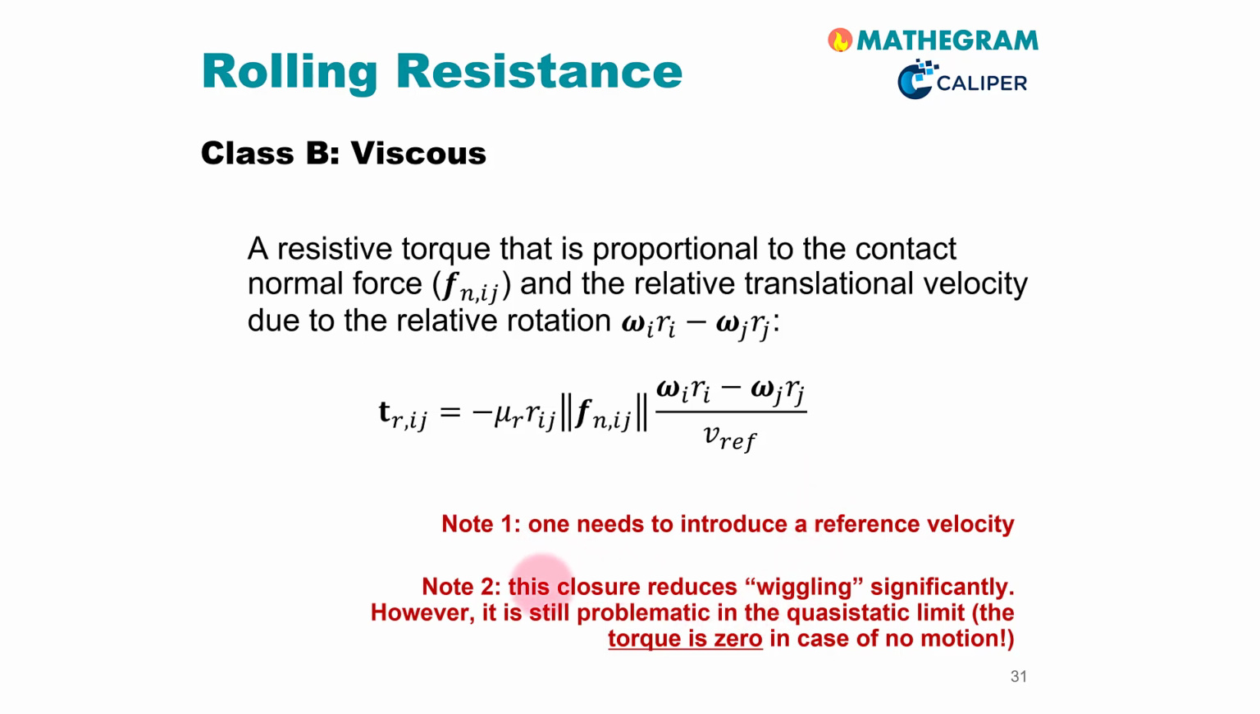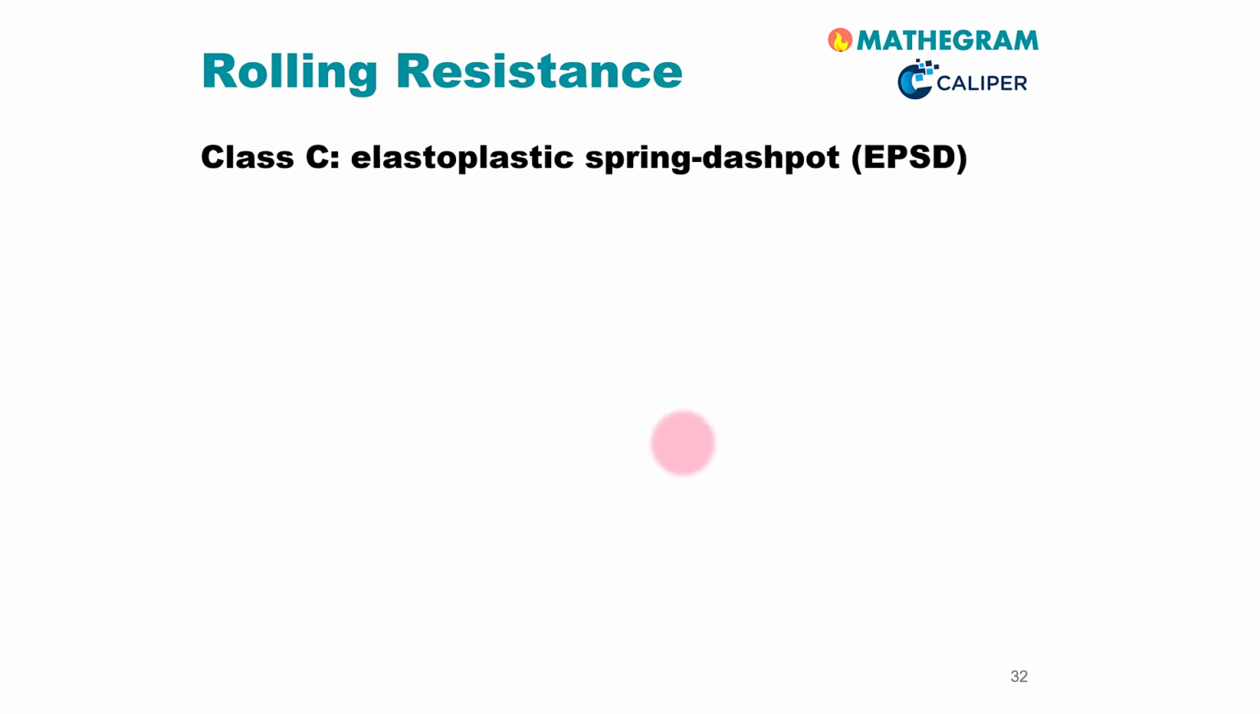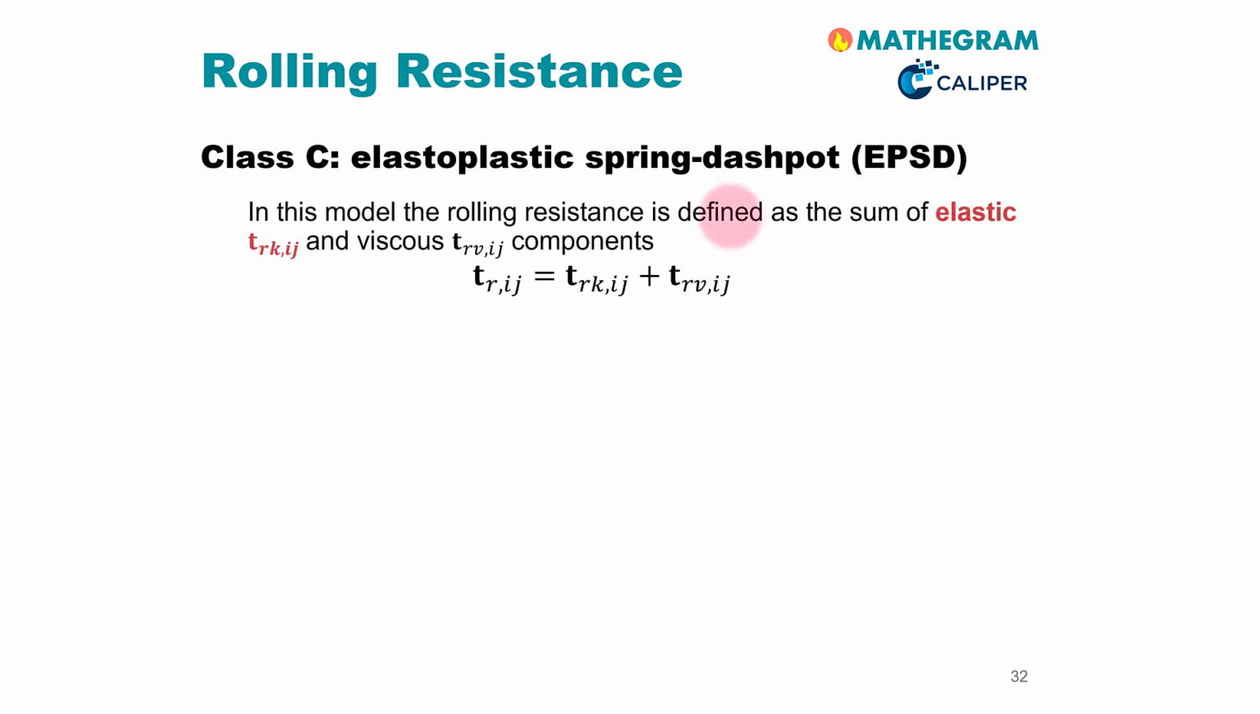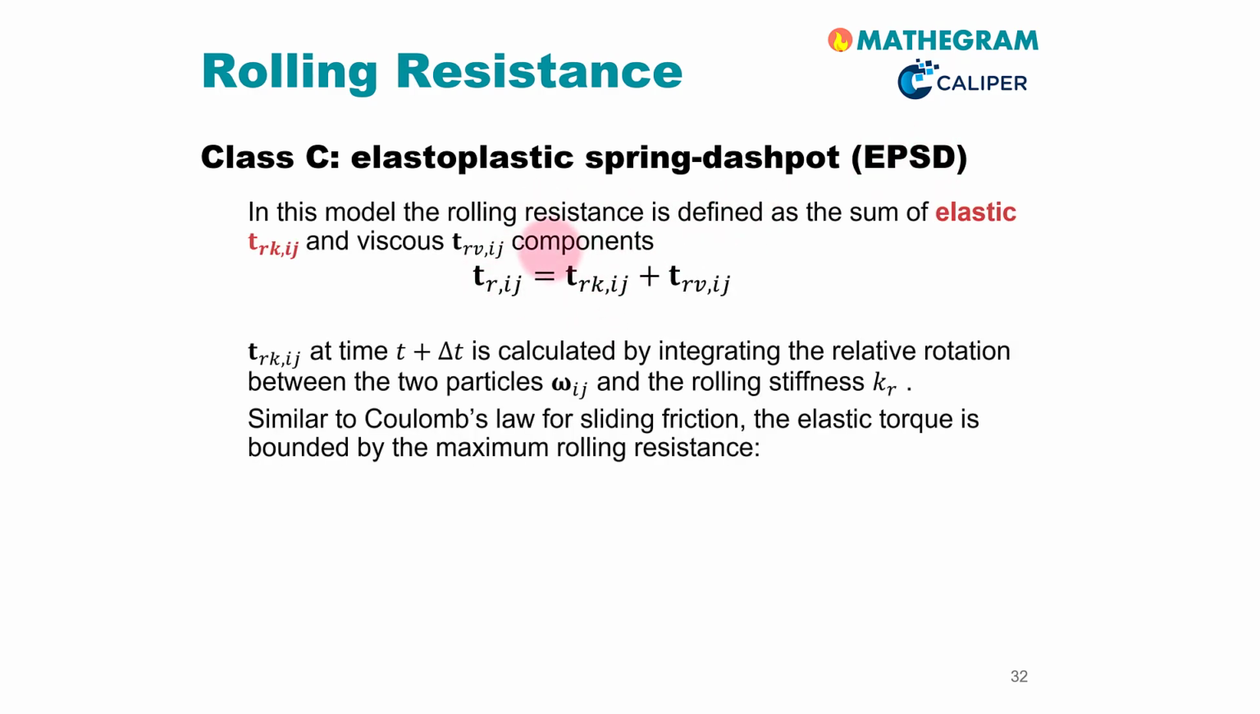However, this closure is still problematic if we have a slow flow. So the reason for that is that in the quasi-static limit, the angular velocities are very small, and then also this torque is melting away, and we cannot essentially model a quasi-static behavior. So we have to do something else, and this is this elastoplastic spring dashpot model, or in short EPSD model. Here the torque is closed by an elastic component and a viscous component.